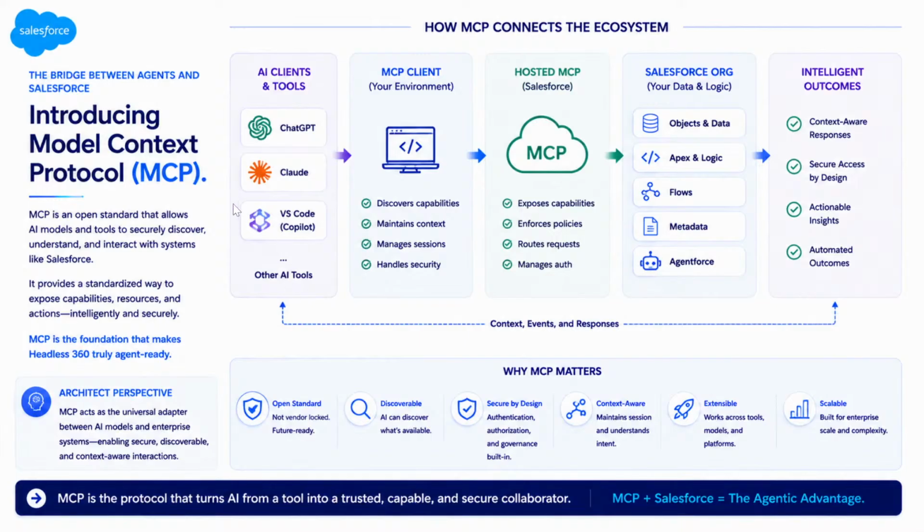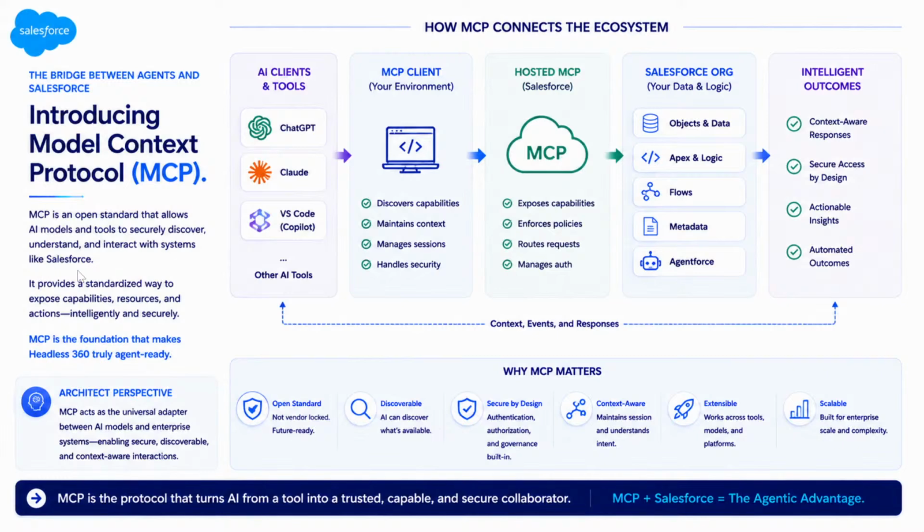What is MCP? MCP stands for Model Context Protocol. MCP is an open standard that allows AI models. Try and understand this: first of all, this is an open standard, so because it's an open standard, it is recognized universally. That's one thing. The second thing is, what does it do? It allows AI models and tools to securely discover, understand, and interact with systems like Salesforce.